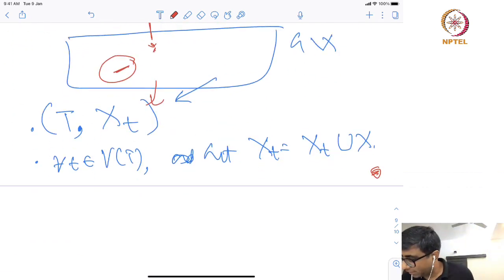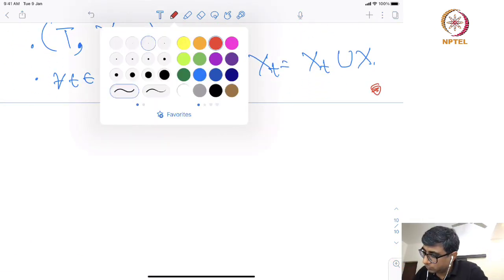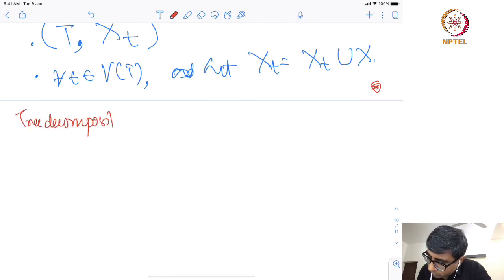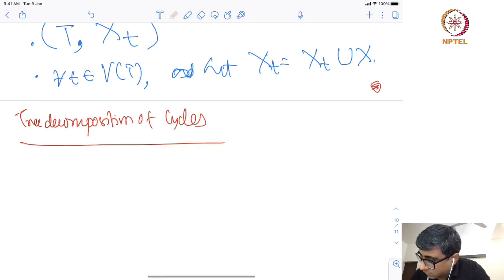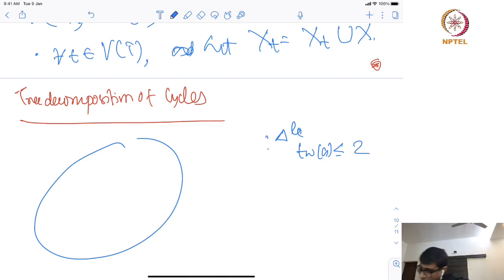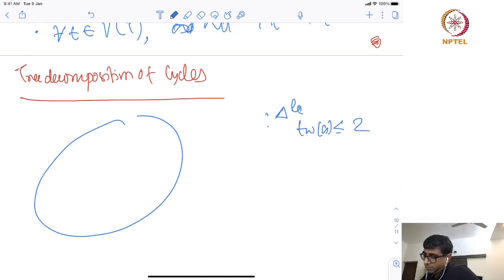Okay, so now let's exploit this lemma. What about the tree decomposition of cycles? For a triangle, we could give at most 2. Okay, but now let's see what we can do.